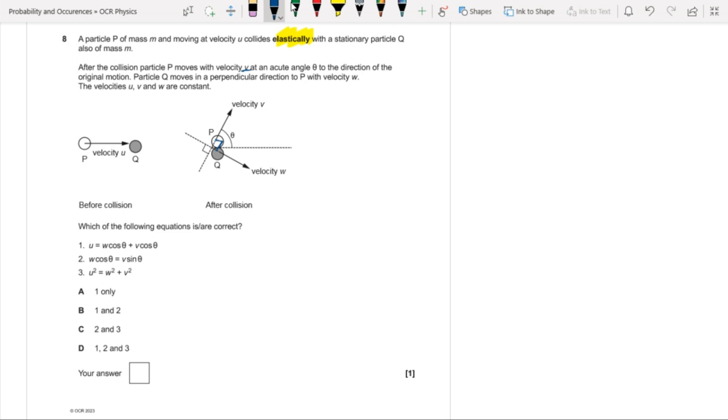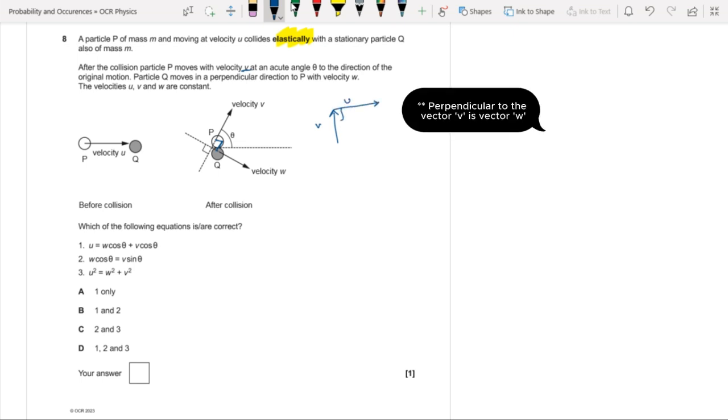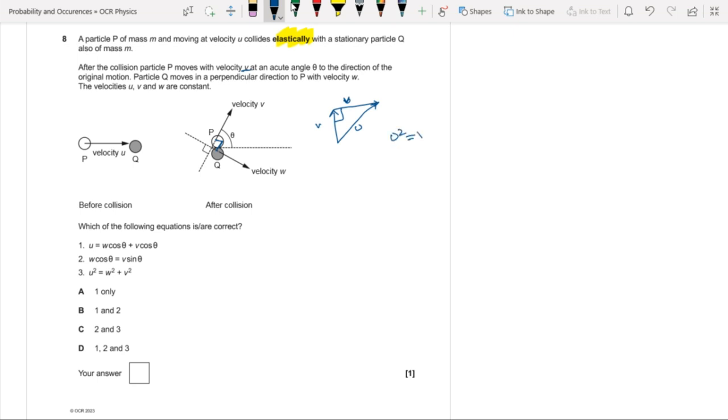So let me quickly draw here. This is the velocity vector v, and to its right, I'm going to draw the velocity vector w. There's a right angle between them, and from the head of v, we draw the resultant velocity vector u, which is a vector addition. This one is v, this one is w. By Pythagoras theorem, u squared is equal to v squared plus w squared. So this one is right.